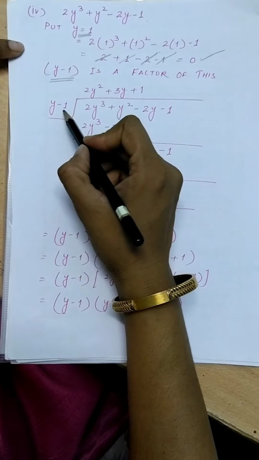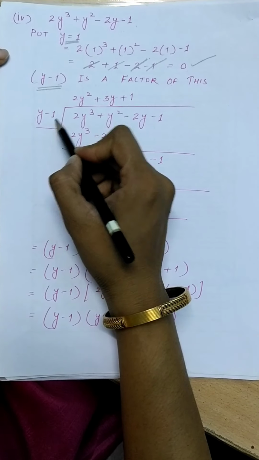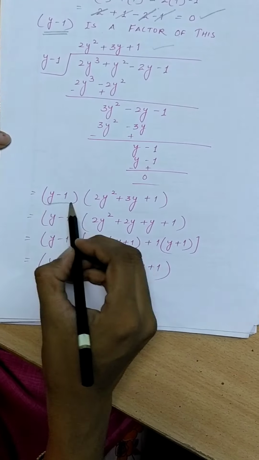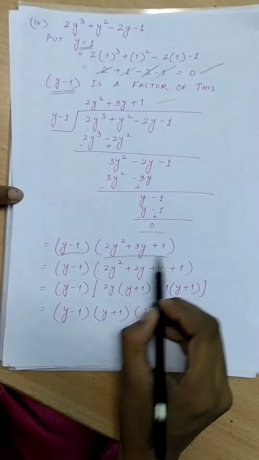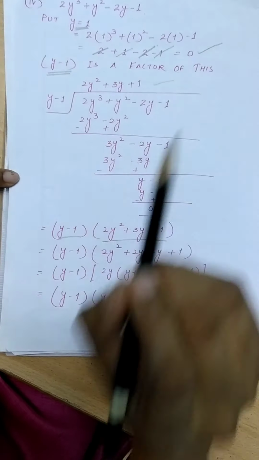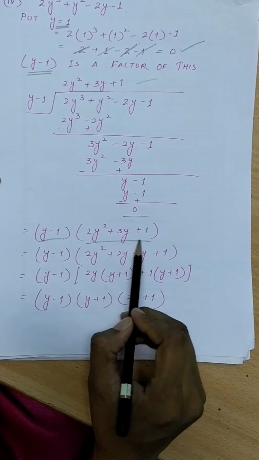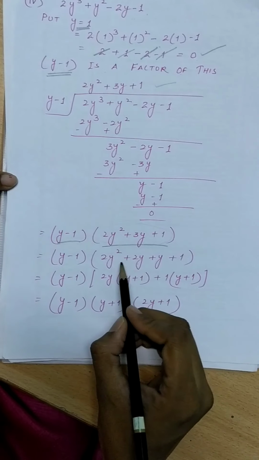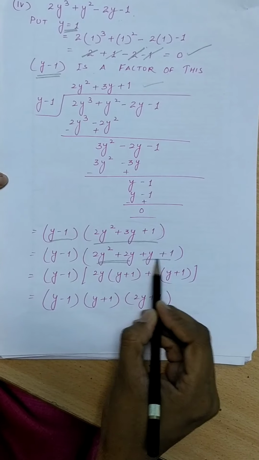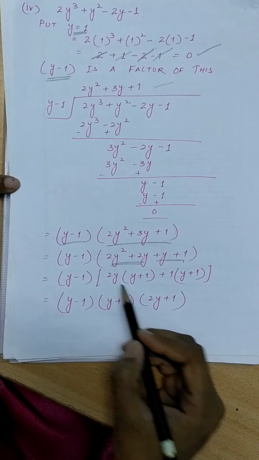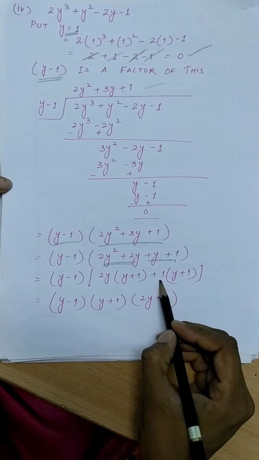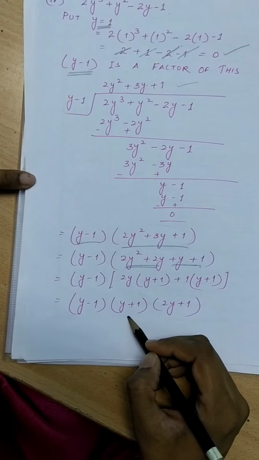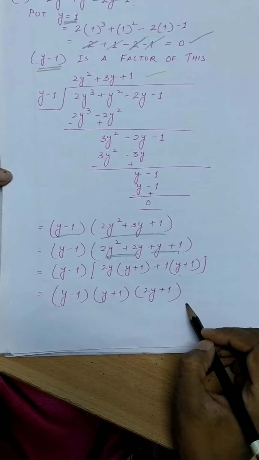Now we have to divide by y minus 1. When you divide, you will get 2y square plus 3y plus 1. So y minus 1 and 2y square plus 3y plus 1 both are factors of this given polynomial. Now, as we know, we can do middle term splitting here. So 2y square plus 2y plus y plus 1 will come. Again we have to make pairs and take common. So what is common here? 2y is common, so y plus 1, and here 1 is common, so y plus 1. So at last y minus 1 in the first bracket, y plus 1 in the second, and 2y plus 1 in the third bracket. I hope it's clear.